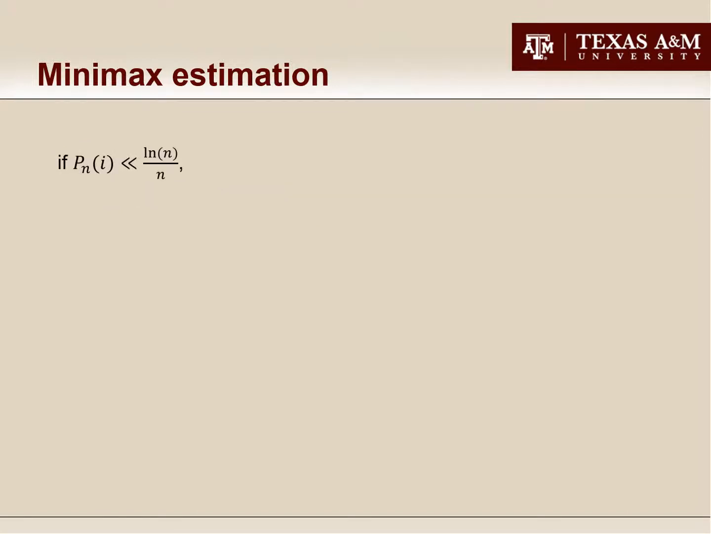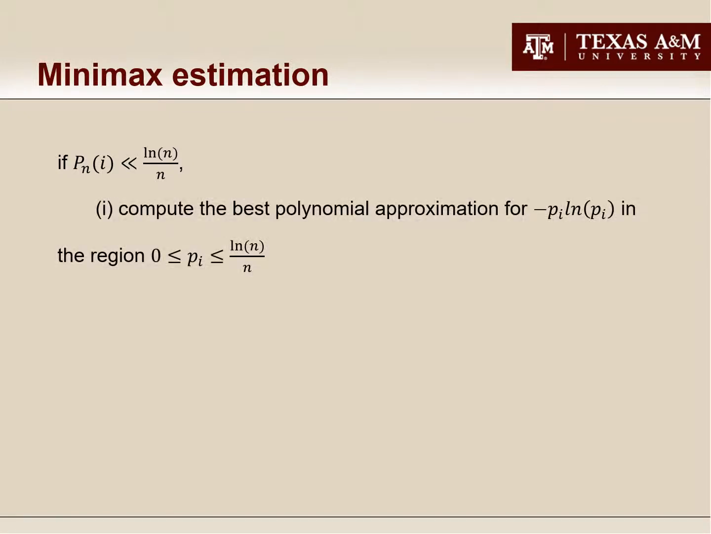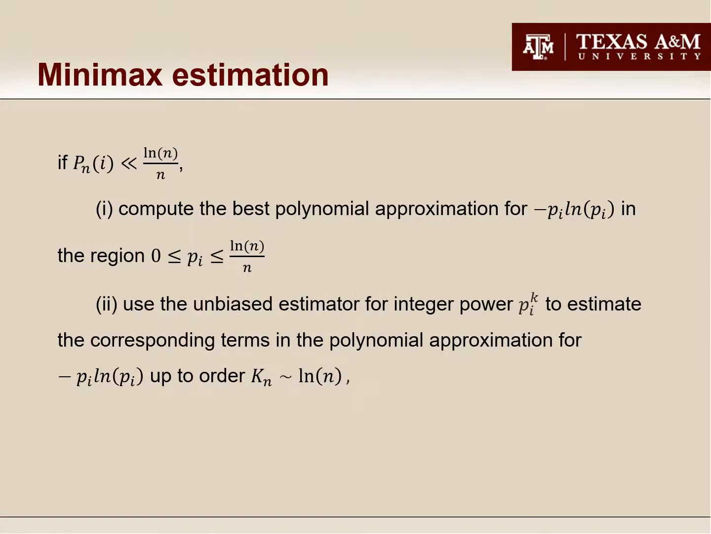And if P_ni is much less than ln n divided by n, there are three steps. First, compute the best polynomial approximation for minus p_i ln p_i in the region of 0 to ln n divided by n. The second step is to use the unbiased estimator, which we mentioned in the previous slides, for integer power p_i^k to estimate the corresponding terms in the polynomial approximation for minus p_i ln p_i. The third step is to use that polynomial as an estimate for minus p_i ln p_i.